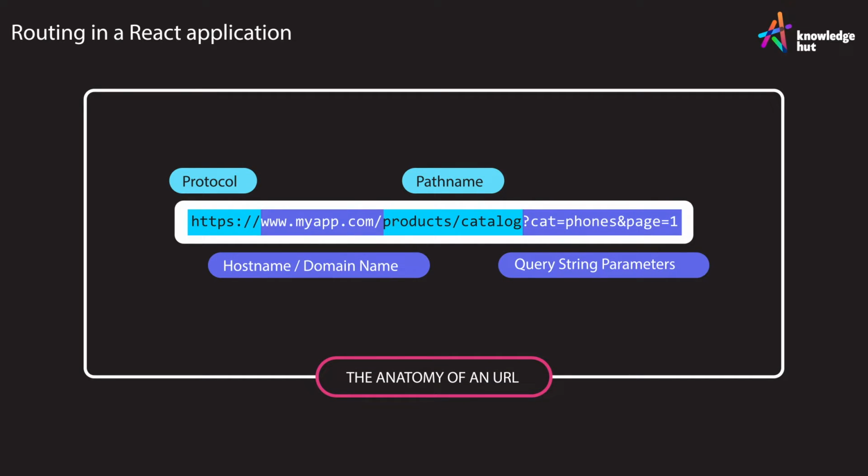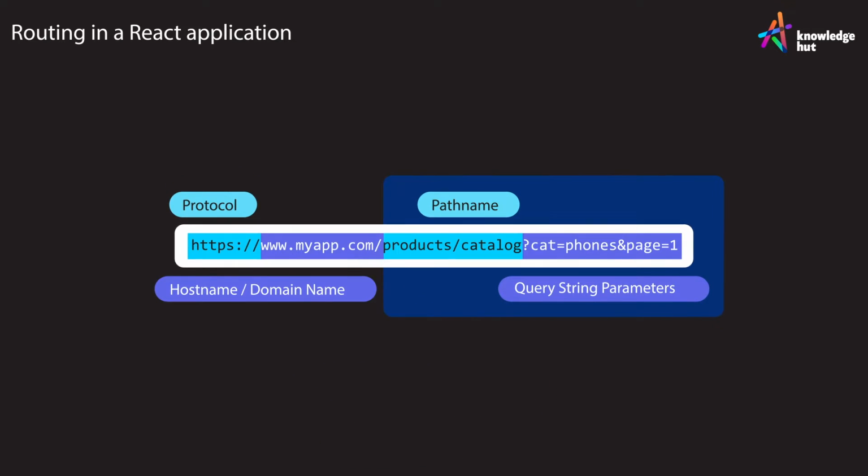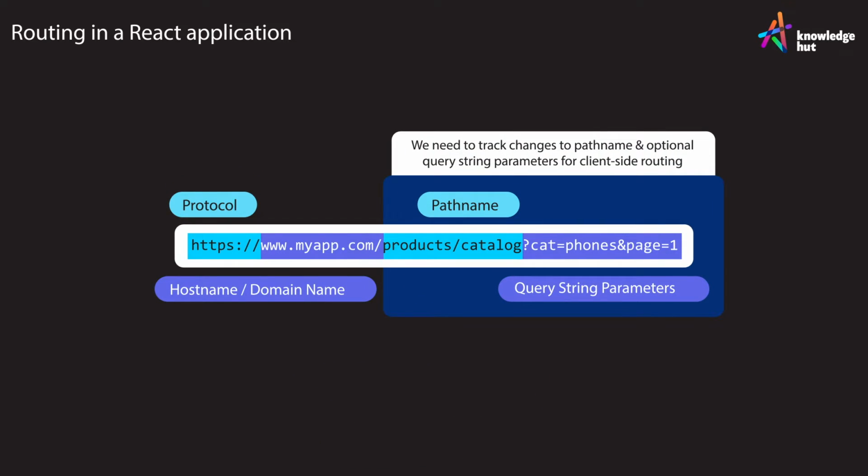A URL is made up of the protocol, which would typically be HTTPS for a secured site, the host name or the domain name in this case, followed by the path name and optional query string parameters. For client-side routing in a single-page app, we need to somehow change and track the path name without actually navigating away from the page. The path name can thus be customized.